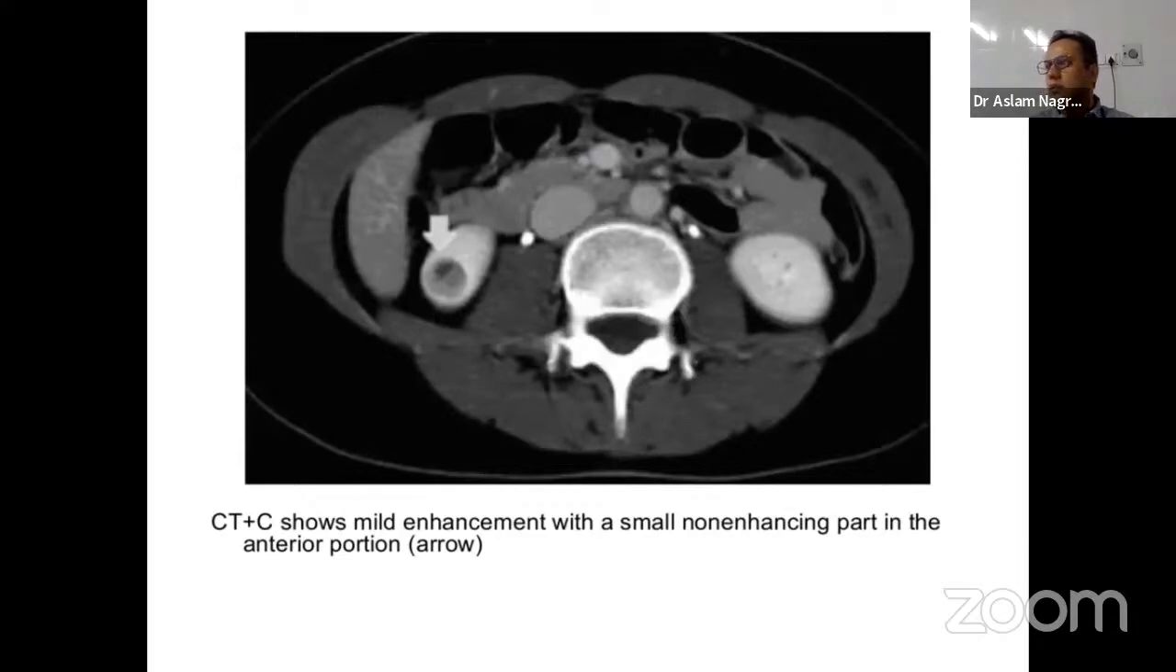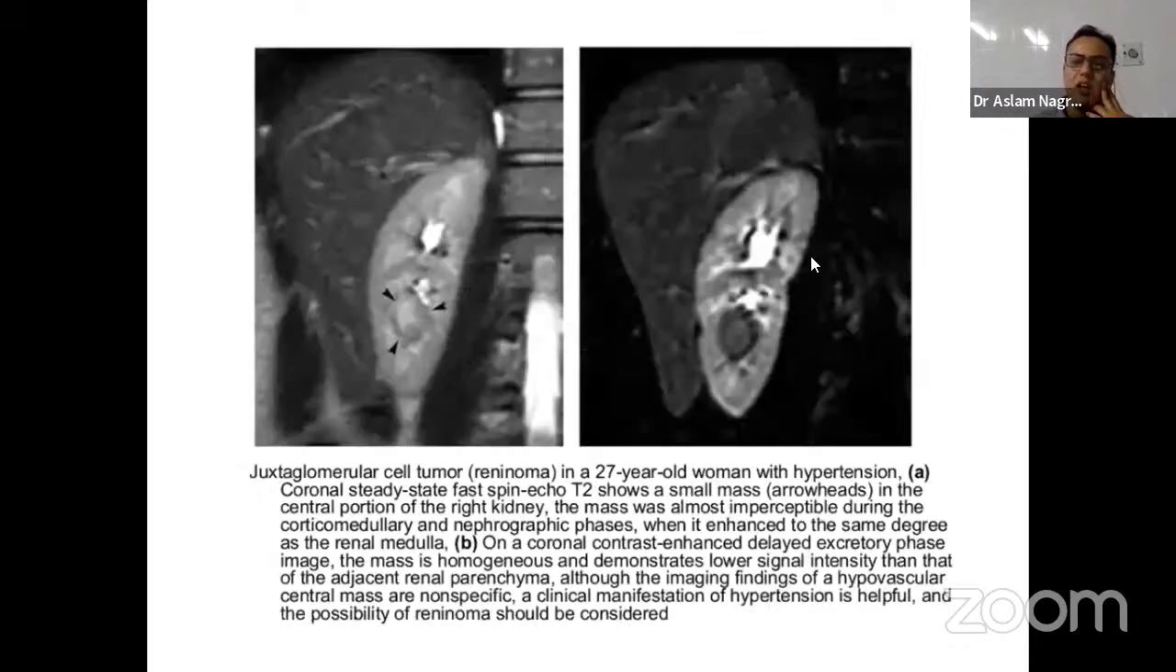How do we make a diagnosis? How do you confirm the diagnosis of juxtaglomerular adenoma? By estimation of renin. On the clinical side, you will find hypertension. On the imaging side, it's juxtaglomerular and hypovascular, and then on biochemical study you can find out. So this is a juxtaglomerular renal cell tumor. If you don't give us a history that the patient is having hypertension, we will not be able to make a diagnosis.